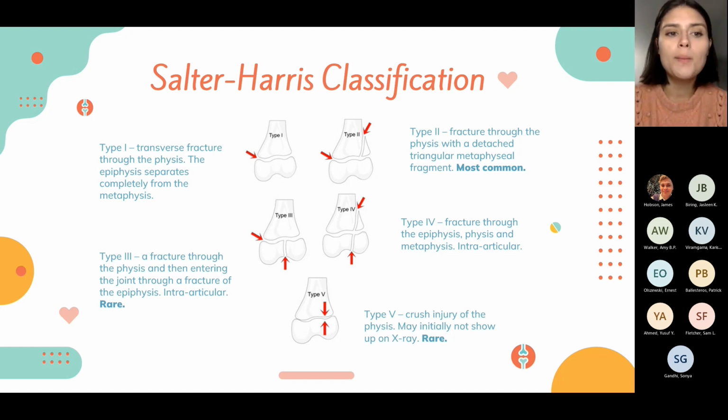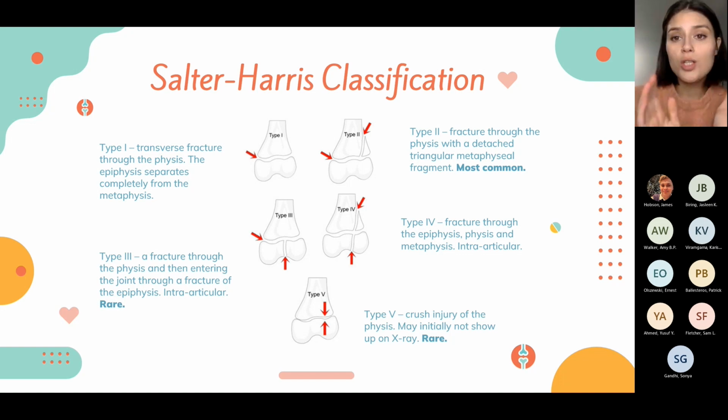So type 1, you've got a transverse fracture through the physis, the growth plate itself, and that means that the epiphysis separates completely from the metaphysis. Okay, so the metaphysis is the bit closest to the middle of the bone and the epiphysis is the bit further away. Type 2, you get a fracture through the physis again, but you've also got a little triangular segment on the metaphyseal portion of the bone. This is the most common type of Salter-Harris fracture.